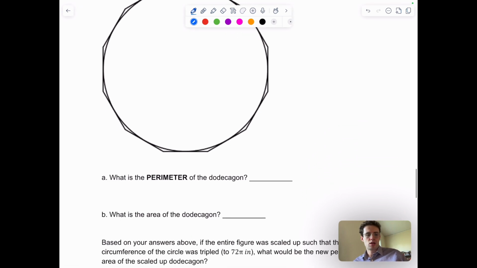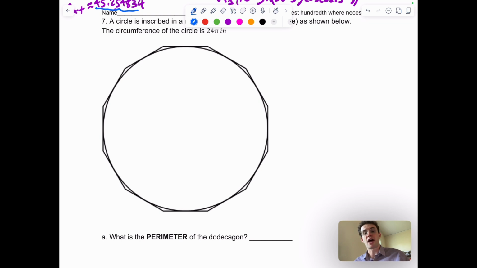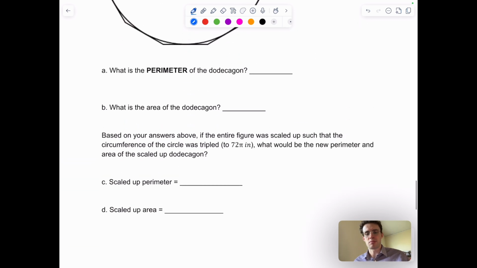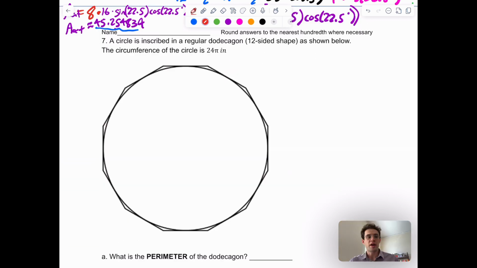But this one is pretty similar. I guess in this case, the radius will be the apothem instead of the hypotenuse of the right triangles that you make. So that in some ways simplifies it, some ways makes it a little more difficult. So we'll go over that next. Now we're at question 7.